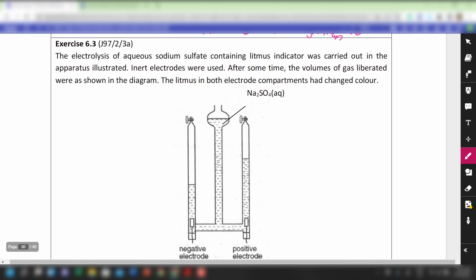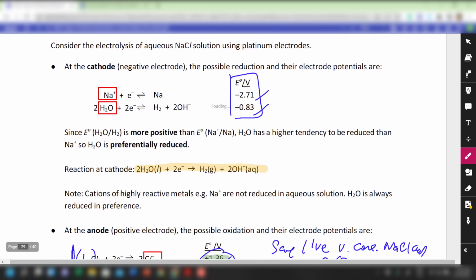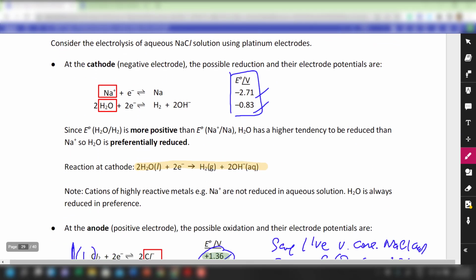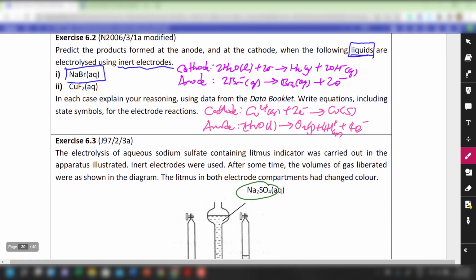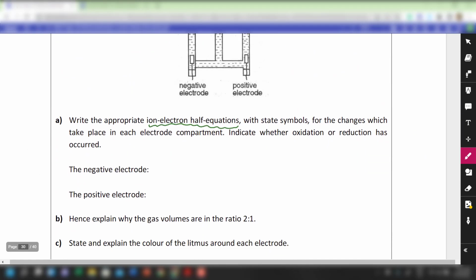As all of us have understood from the earlier example, sodium sulfate is basically just used as an electrolyte. What is happening at the negative and positive electrodes is simply the oxidation and reduction of water, very similar to the examples we have for the electrolysis of aqueous sodium chloride. Because of that, I will simply write down the answer straight away.